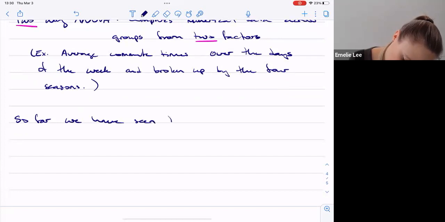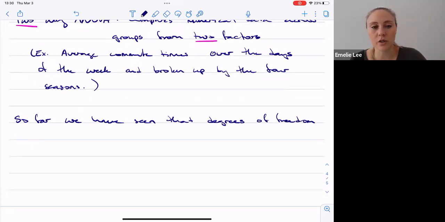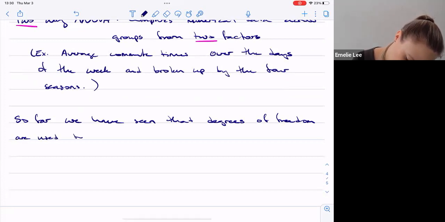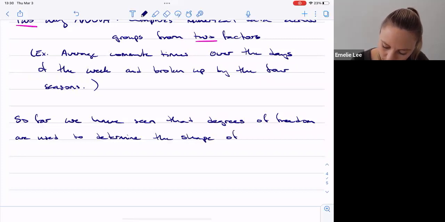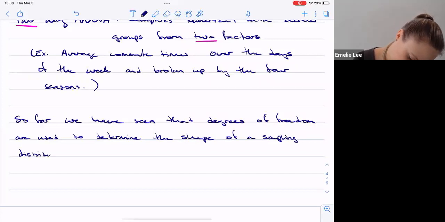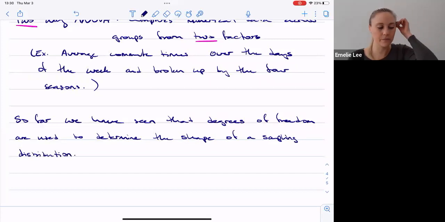We have seen that degrees of freedom are used to determine the shape of a sampling distribution. And that's really all we need to know, right?